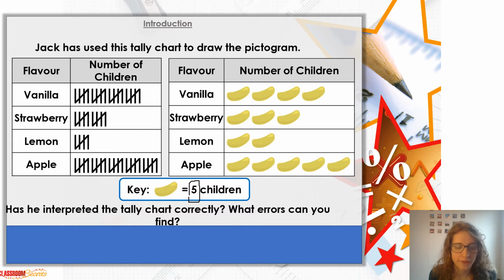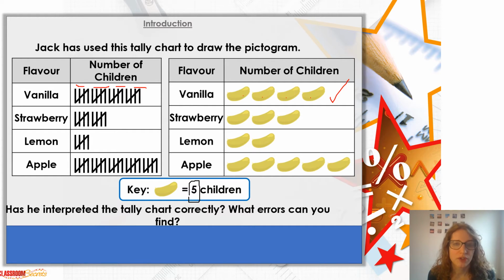I'm going to go through the first one, then you're going to check the rest. Remember, each one of these with the line across is worth 5. So we've got 5, 10, 15, 20. And over here, remember, these are in 5s as well. So 5, 10, 15, 20. So this first one is correct.